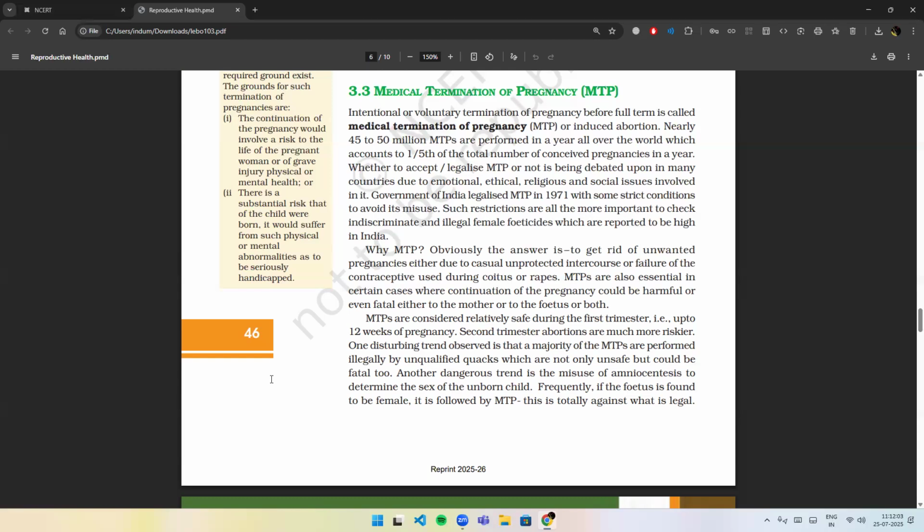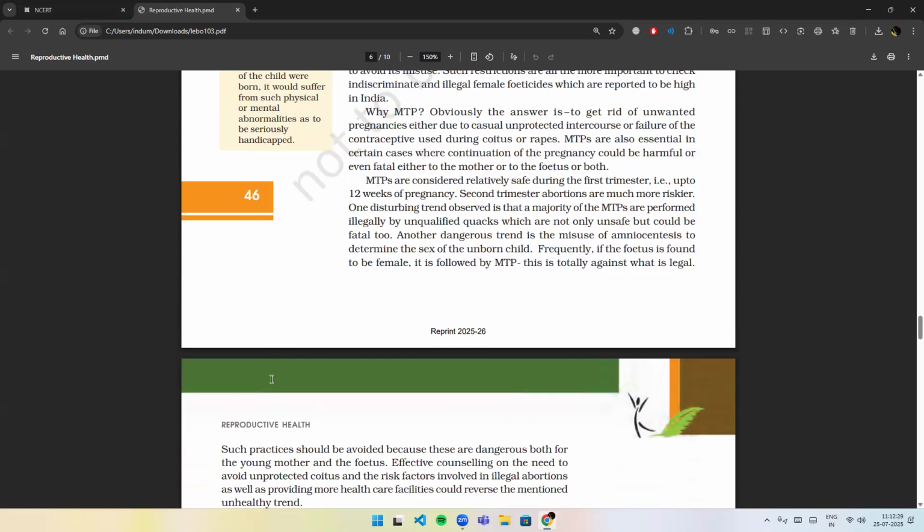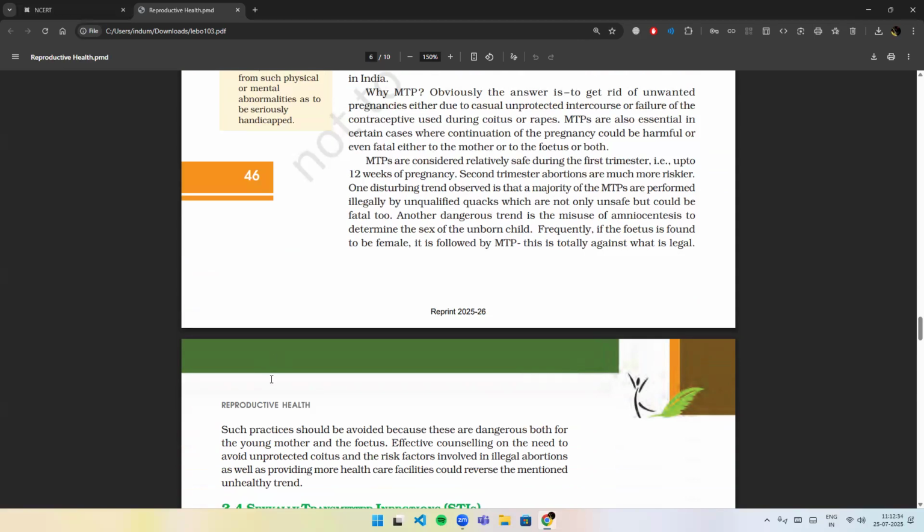Why MTP? Obviously, the answer is to get rid of unwanted pregnancies either due to casual, unprotected intercourse or failure of the contraceptive used during coitus or rapes. MTPs are also essential in certain cases where continuation of the pregnancy could be harmful or even fatal either to the mother or to the fetus or both. MTPs are considered relatively safe during the first trimester, that is up to 12 weeks of pregnancy. Second trimester abortions are much more riskier.